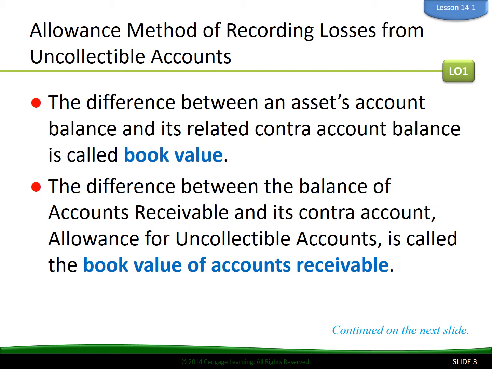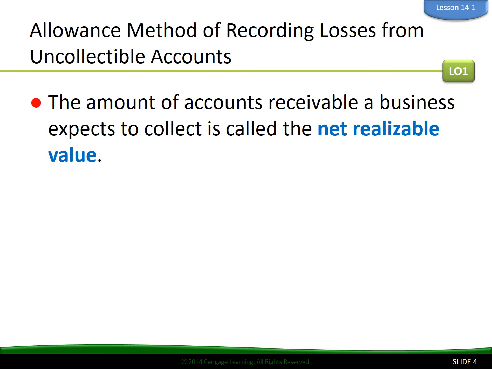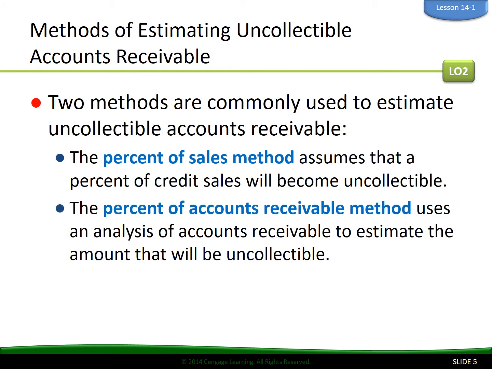Book value is the difference between an asset's account balance and its related contra account balance. The book value of accounts receivable is the difference between the balance of accounts receivable and its contra account, allowance for uncollectible accounts. And the net realizable value is the amount of accounts receivable a business expects to collect. That's expected, not necessarily what it has collected or what it will collect. It's the expectation.